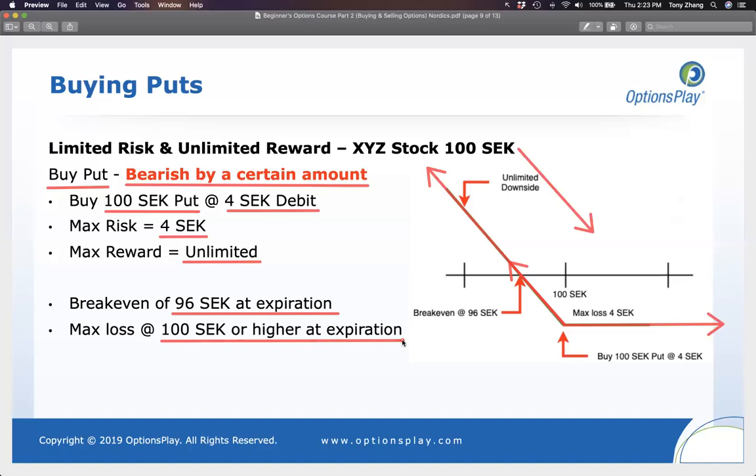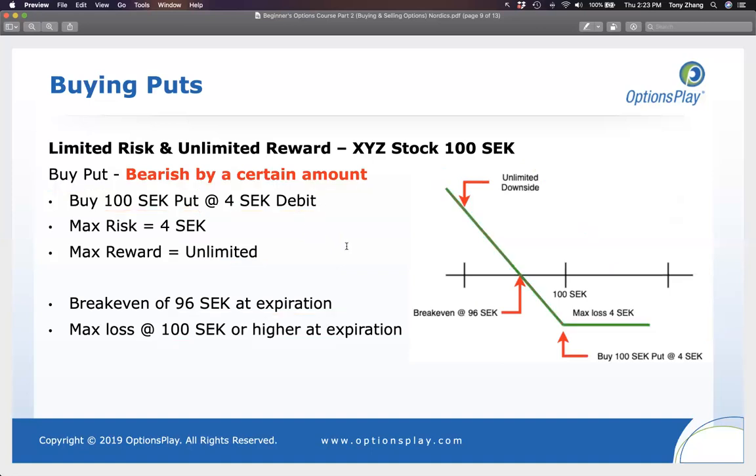So just like the call option, when buying a put option, one of the most important things you want to look at is how much money the put costs, because that determines how far the stock needs to go in order for it to make sense for you to buy this put option. A put option is not just bearish, it's bearish by a certain amount, and that amount is determined by the cost of that put.